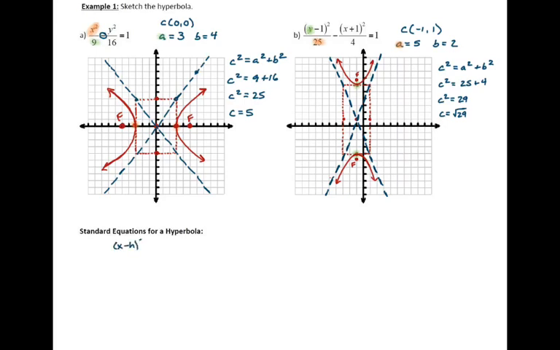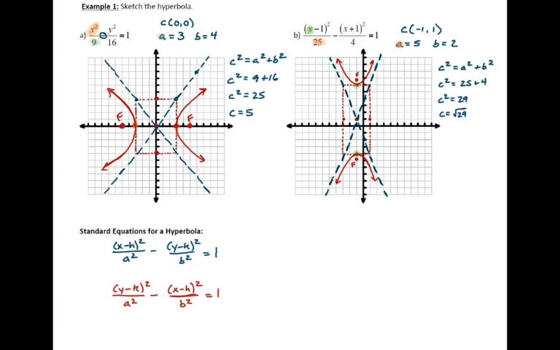So the first one would be, if I write x first, I would write x minus h quantity squared over a squared minus y minus k quantity squared over b squared equals 1. So very similar to our ellipse standard equation, only the difference is there's a minus between there rather than a plus. And then the other one would be if I wrote y first. So I'd get y minus k quantity squared over a squared minus x minus h quantity squared over b squared. And again, I want to point out that a is in the denominator of whatever variable is first.